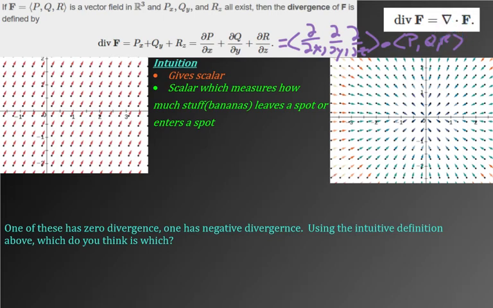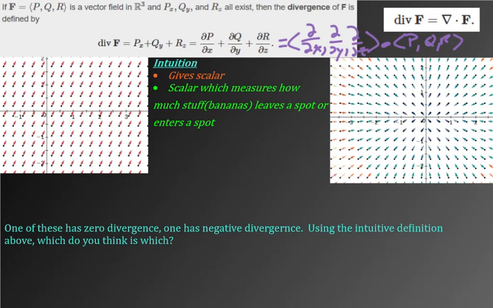This one's a dot product, so it's always going to give you a scalar, all right? And it's a scalar which basically measures how much stuff, and I'll explain this, leaves a spot or enters a spot in space, wherever you are. I actually was explained it with bananas years and years ago.